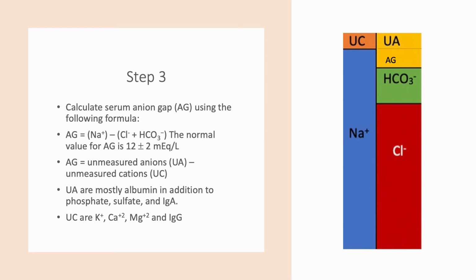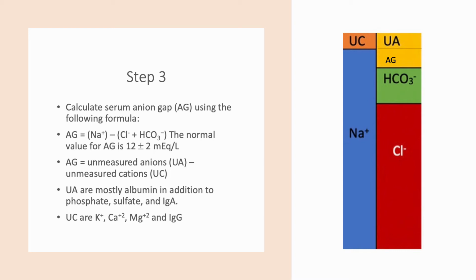Step 3. Now we need to calculate the anion gap to determine: do we have anion gap metabolic acidosis or non-anion gap metabolic acidosis? First I have to say that in the serum or the urine, the number of anions equals the number of cations. So negative charges equal positive charges. When we talk about a gap, it means something that we cannot measure. There's no actual gap, okay? The number of positives equals the number of negatives.